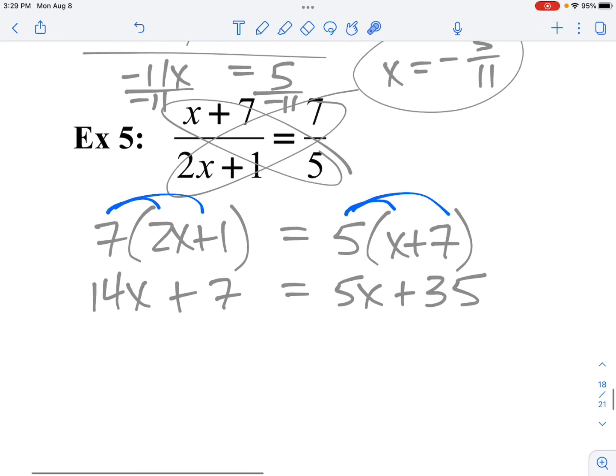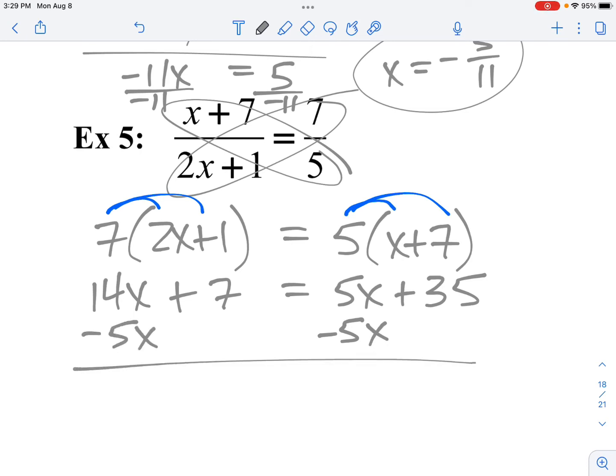Now again, I've got an x on this side and an x on this side, so let's combine them. Let's move the positive 5x over by subtracting it from both sides. Those cancel, and I have 14 minus 5x, which is 9x. Remember to keep it lined up with your x's because you want the like terms to stay together. I'm still going to bring down this positive 7 that I haven't dealt with yet, my equal sign, and I just have 35 on this side.